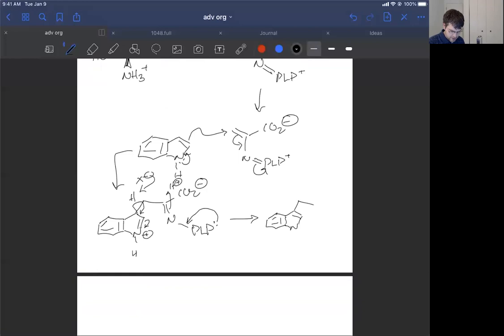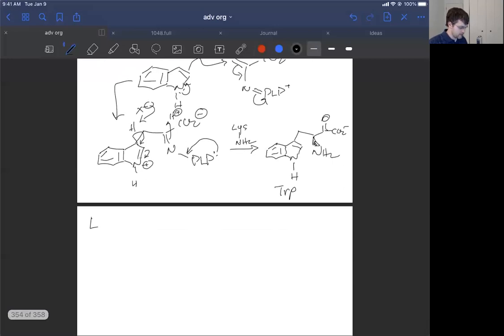That's going to reestablish aromaticity on the indole. After we do a transamination where a lysine residue swings and picks up the PLP to make a new Schiff base, we'll release the NH2 again. There's our carboxylate, and there is our tryptophan amino acid.